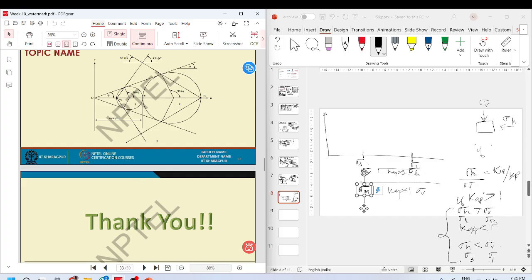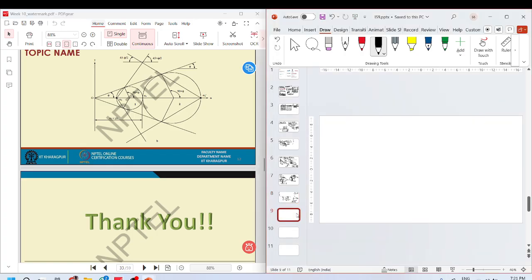Here, if you see, let's say you have this active condition in which your sigma h is less than sigma v. This would be your failure like this.